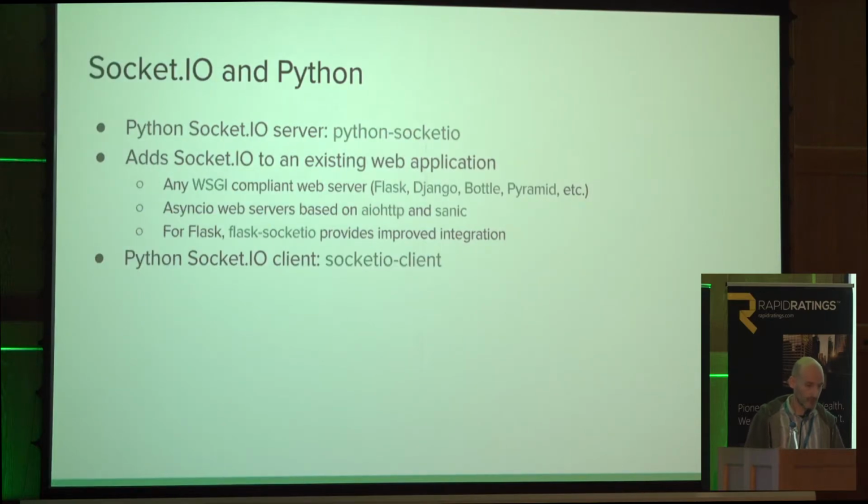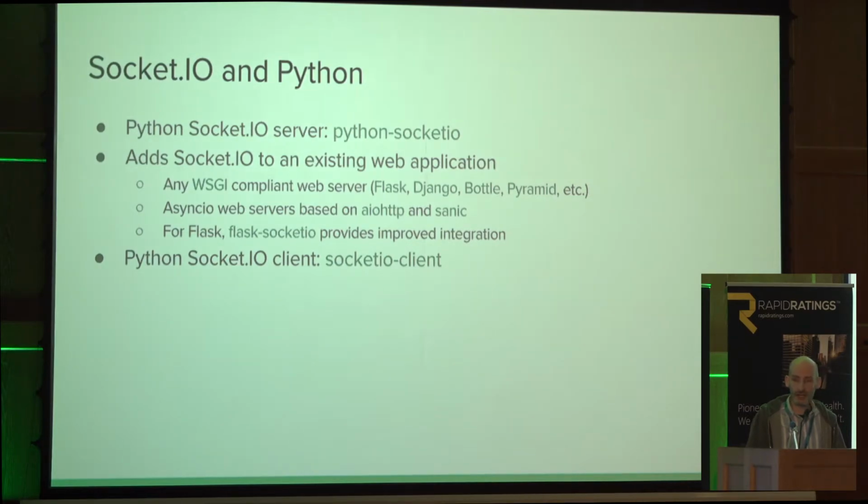So let's talk about the Python side. Python has a server and a client. The server is called Python Socket.io, and this is my project. This is the project that I'm selling you today. Basically, if you have a web application written on any of the standard WSGI frameworks, you can add Socket.io to that application. And it extends your application to support this, in addition to whatever you do with HTTP.